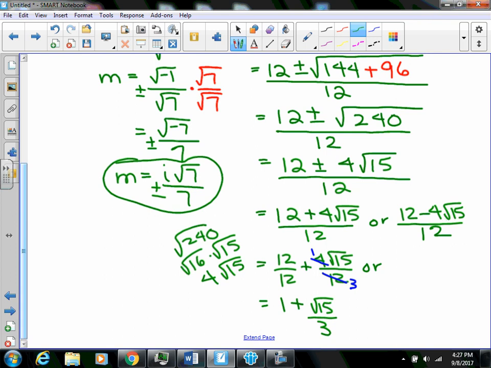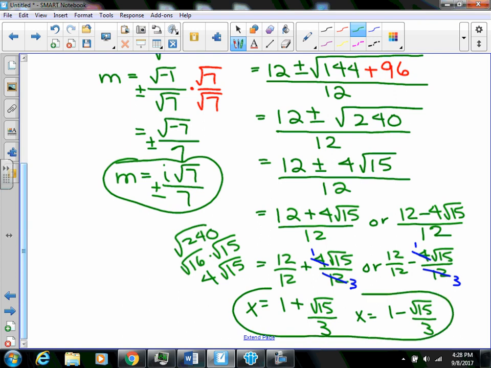Break this up again, 12 over 12 minus 4 square root of 15 over 12. Well, 12 over 12 is 1 minus, over here again, the 4 and the 12 reduce to 1/3. So you have the square root of 15 over 3. So your answers, x equals 1 plus the square root of 15 over 3, or x equals 1 minus the square root of 15 over 3.